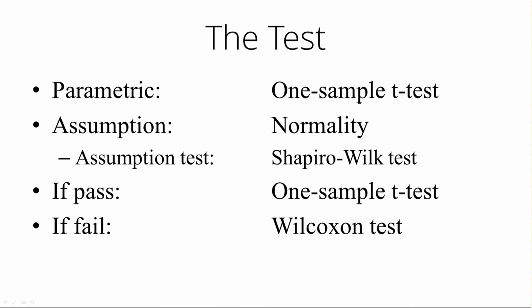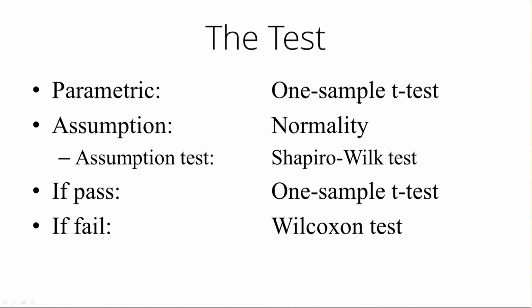We're dealing with one sample, so our parametric test is going to be the one sample t-test. The main assumption of that is normality. And by that we mean that the data originated from a normally distributed population.